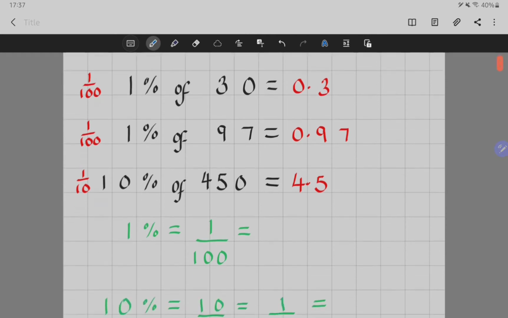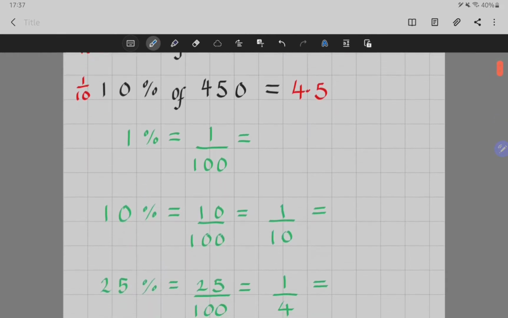Right, here in green, I've put a few percentages, fractions, that we need to learn, because it makes maths a lot easier if we know some of these just off by heart rather than having to work them out each time. So 1% we know equals 1/100th. And that just means that if I want to find 1%, I divide by 100.